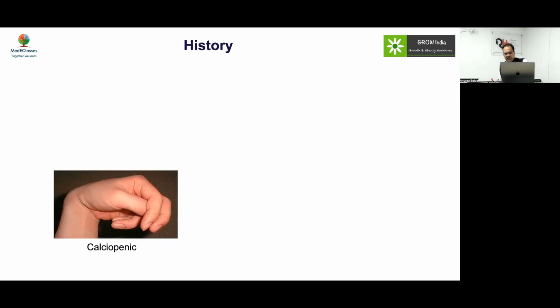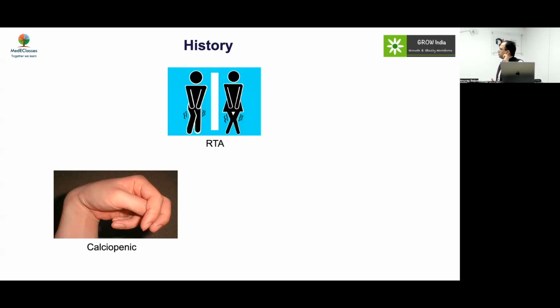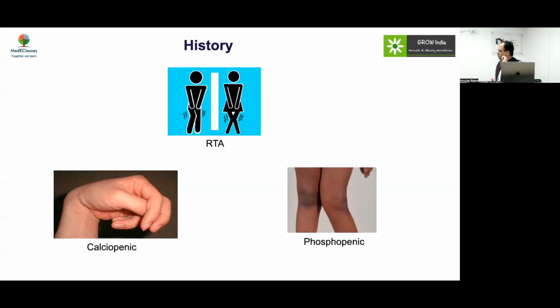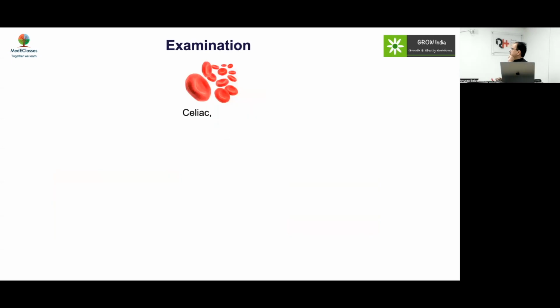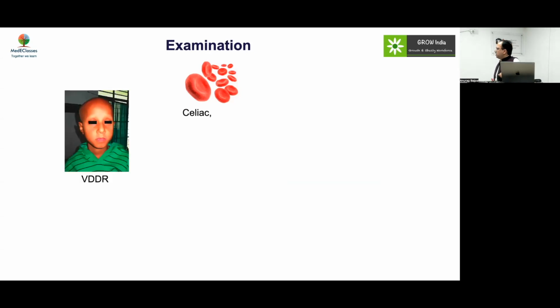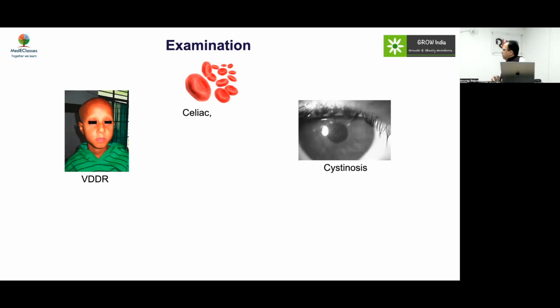So always take a history: if there is any tetany or any features like that, you can think of a calciopenic rickets. If there is polyuria, it indicates renal tubular acidosis. If there is a primary lower limb abnormality, this is more like a phosphopenic rickets. On examination, if there is anemia, this could be celiac disease or chronic kidney disease. If there is alopecia, particularly alopecia totalis, this could be a variant of vitamin D dependent rickets type 2, particularly the ligand binding domain variant.